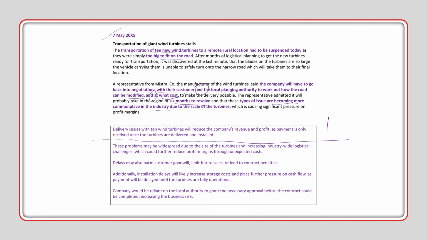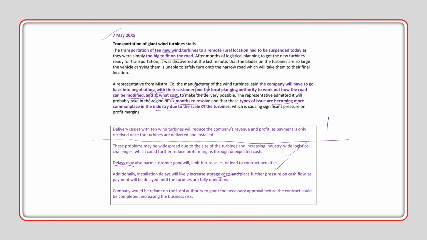They've mentioned that the problem is widespread because it's becoming more common. So I'm concerned that these logistical issues are going to reduce the profit margins further in the future. I could also say that the delays could affect customer goodwill, or I could be penalized because of delay in fulfilling the contract. I will have to store these turbines somewhere, which is going to cost a lot of money because they're really quite big.